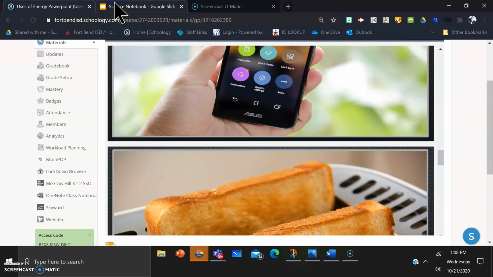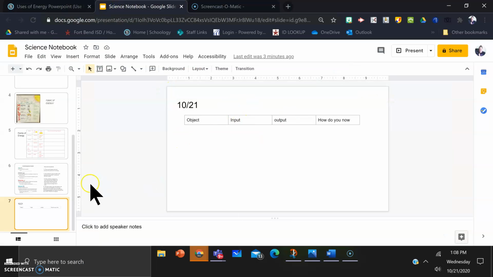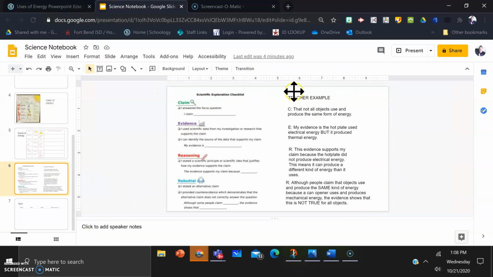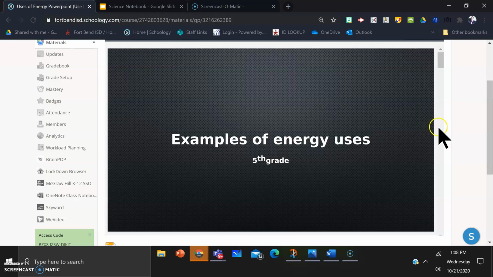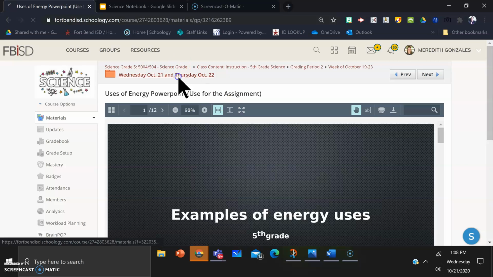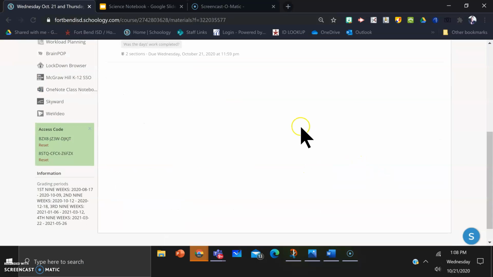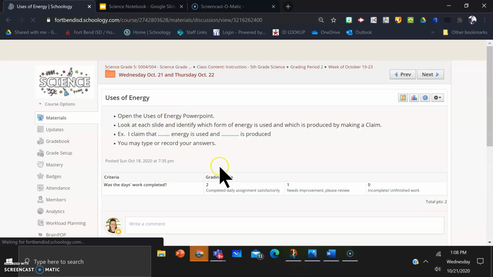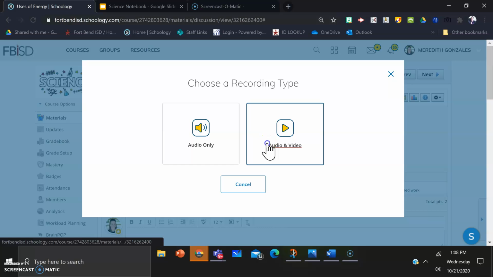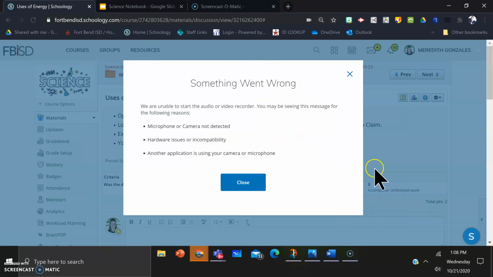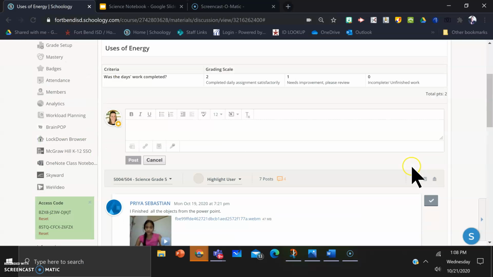Then you're going to choose 2 objects and write your own CER. Once you've written 2 CERs, you're going to go into Schoology. You're going to click on Uses of Energy. You're going to click Write a Comment, Record Audio and Video, and read your 2 CERs. And that's it for today's lesson.